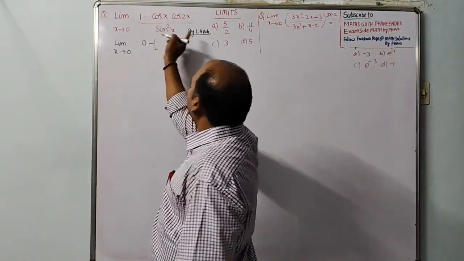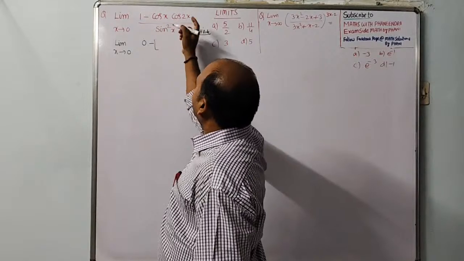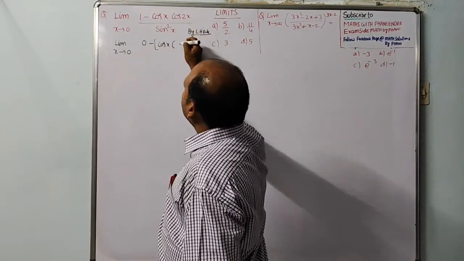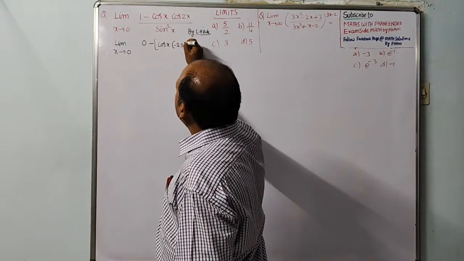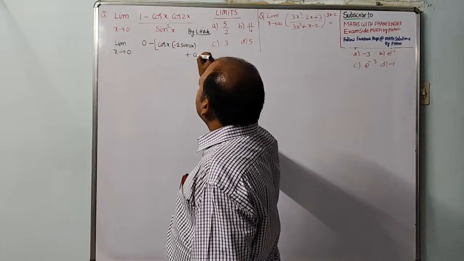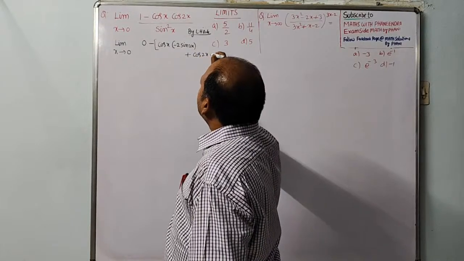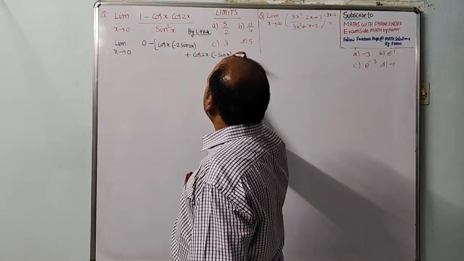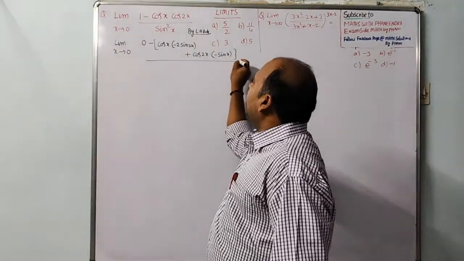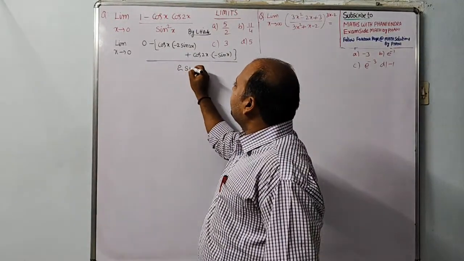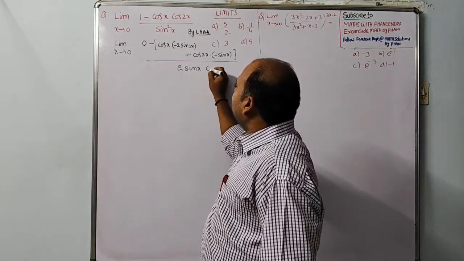UV formula here. UV. So cos x into d by dx of cos 2x is minus 2 sin 2x. I hope you understand. Plus cos 2x into d by dx of cos x is minus sin x. Okay, dear students? Divided by sin square x, derivative is 2 sin x. Again, sin x derivative is cos x.